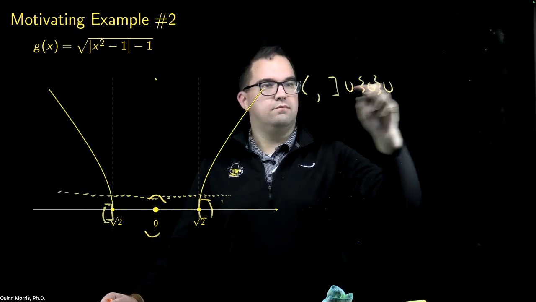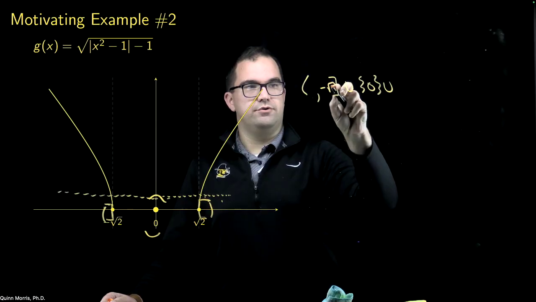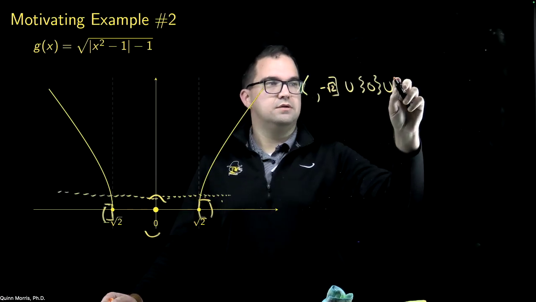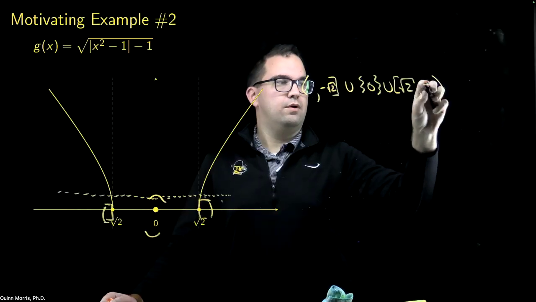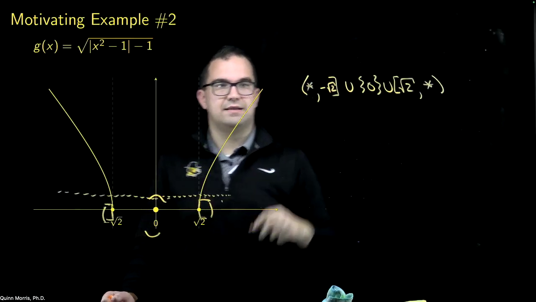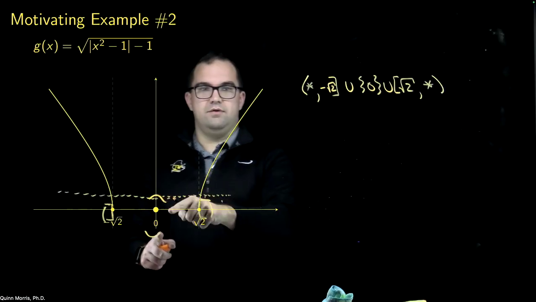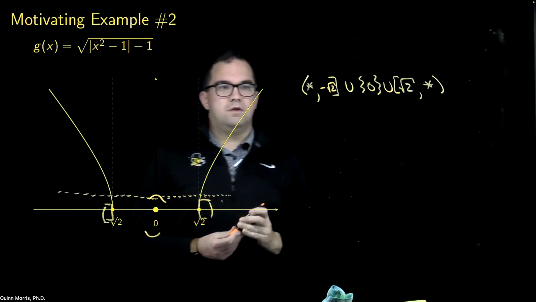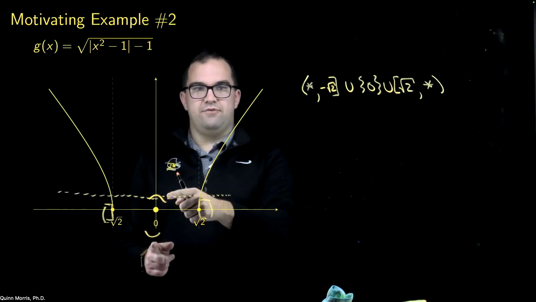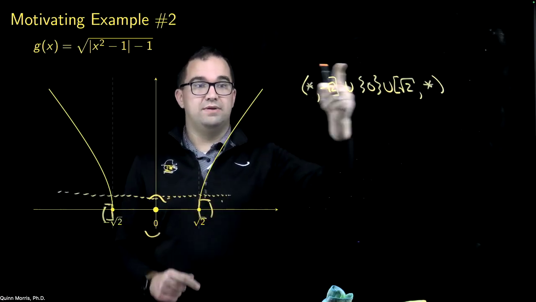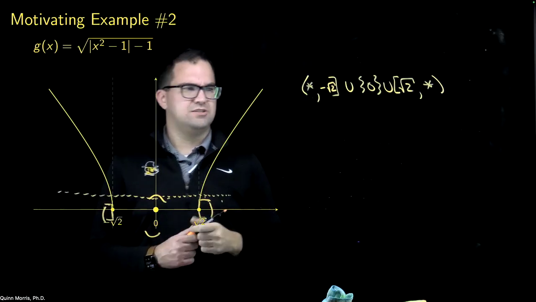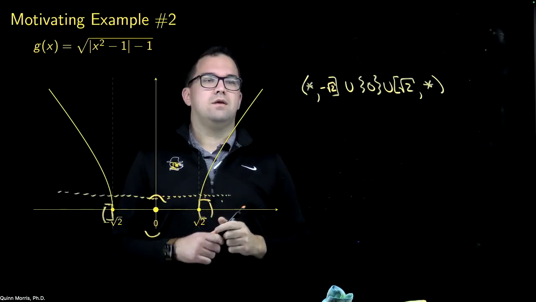Union, well, I know this is going to be negative square root of 2, and this is going to be square root of 2. I don't know what the other points are going to be exactly; those are going to depend on the range here. So the question is, for every open set containing 0, is the preimage of that set an open set in the domain? And you look at this and you go, that's not an open set.